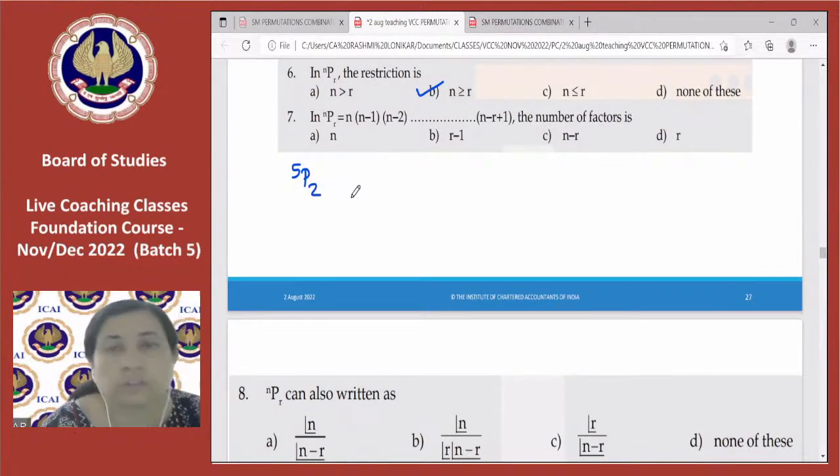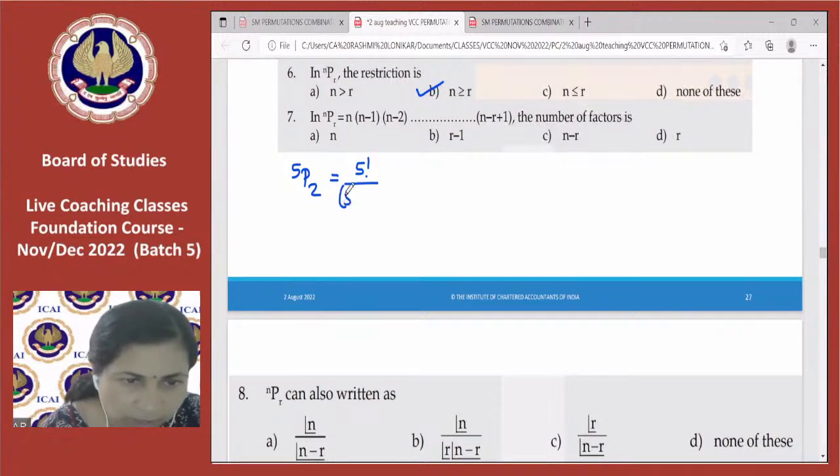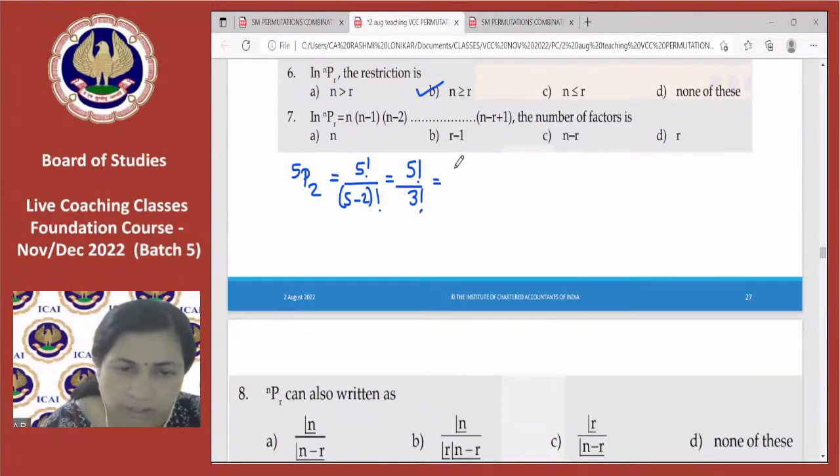5P2. So 5P2 can be written as 5 factorial upon 5 minus 2 factorial, which is equal to 5 factorial upon 3 factorial. So 5 can be written as up to 3. So 5 into 4 into 3 factorial upon 3 factorial. This gets cancelled. This is equal to 20. Okay.